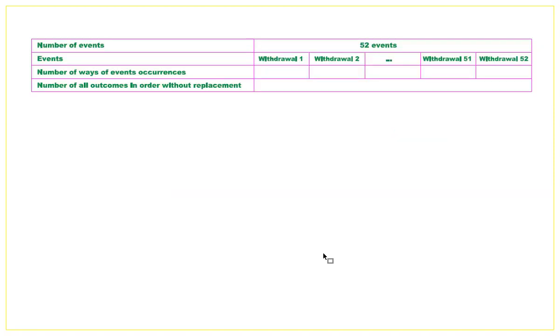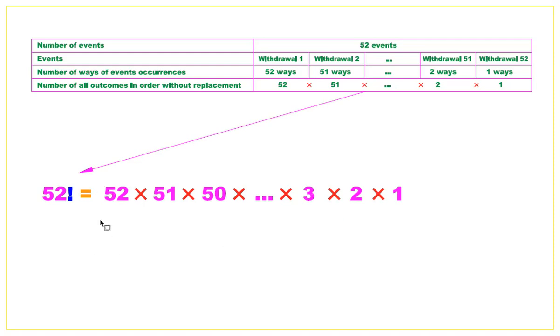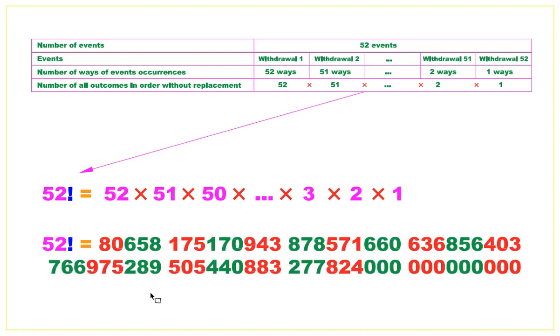We can solve this problem by writing all the withdrawal events in order from 1 to 52, and for each withdrawal we write the corresponding number of occurrences or ways of occurrence. So for withdrawal 1 we have 52 cards, and for withdrawal 2 we have 51 cards, and for withdrawal 51 we have 2, and for the last withdrawal we have only 1 card. We multiply all these ways together to get the number of all possible outcomes in order without replacement, and this is the number. If we expand it, we get this huge number here.